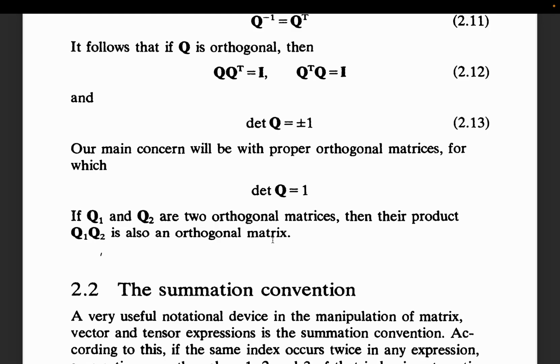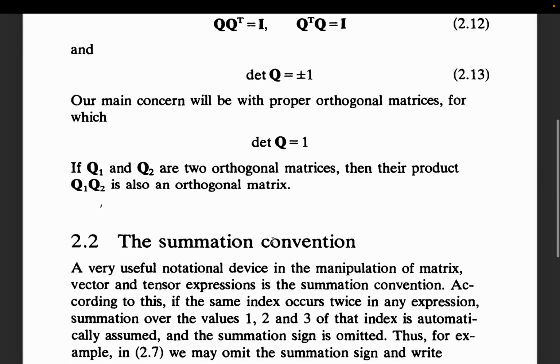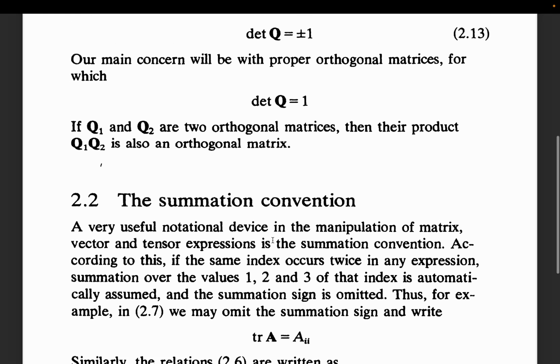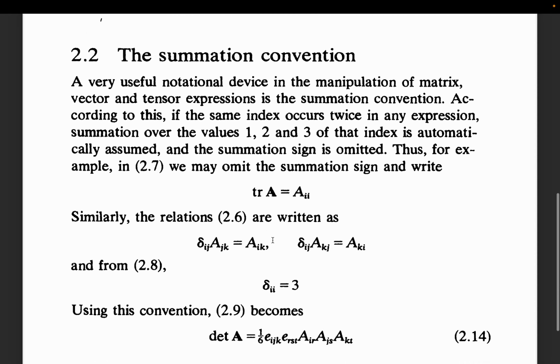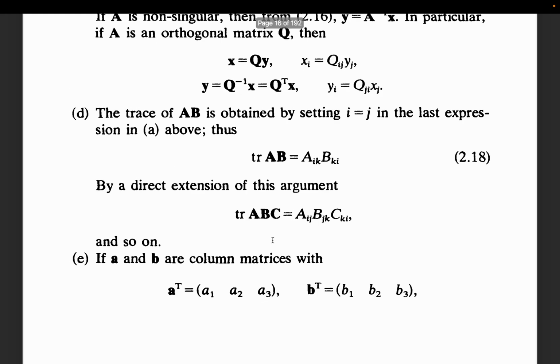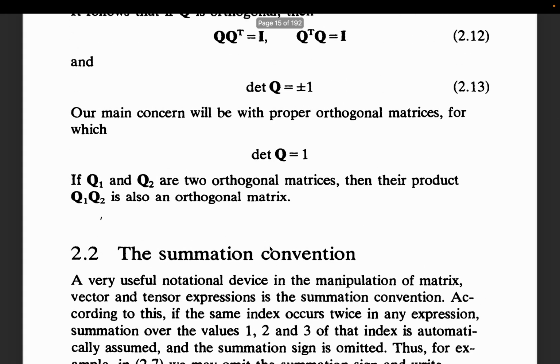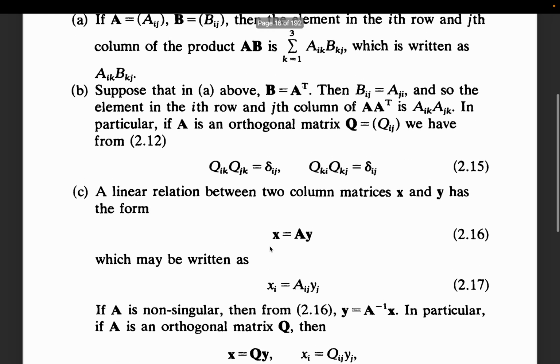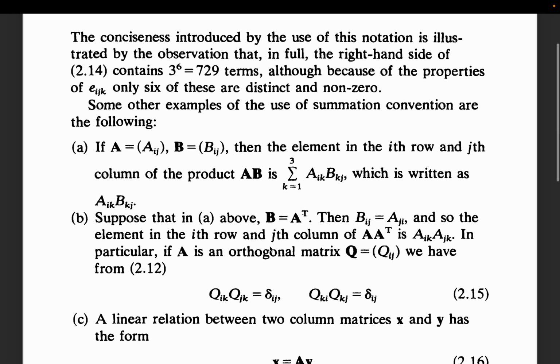We use the summation convention here. If any index repeats in the expression, then we have to take the sum. That's the rule. We can make use of this convention and write the multiplication of two square matrices AB as A_ik B_kj. So k is repeated here and you have to take the sum.